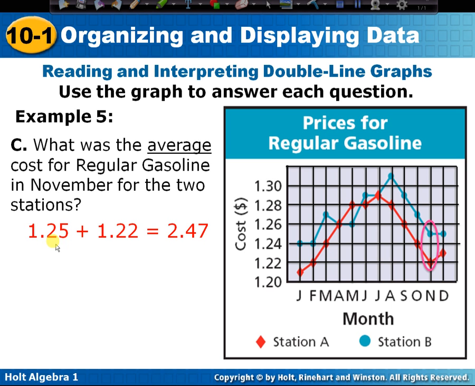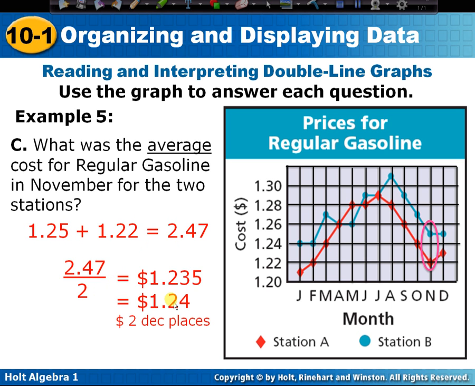So I'm going to say $1.25 plus $1.22, and I get $2.47. So that's the total I want in the average. So I'm going to take that number and divide by 2. $2.47 divided by 2 is $1.235. I do not want you to write this one. We're just showing you that since it's money, it has to be 2 decimal places.